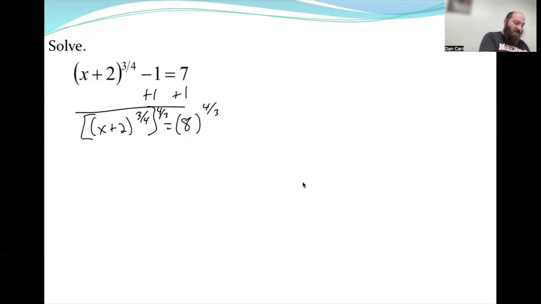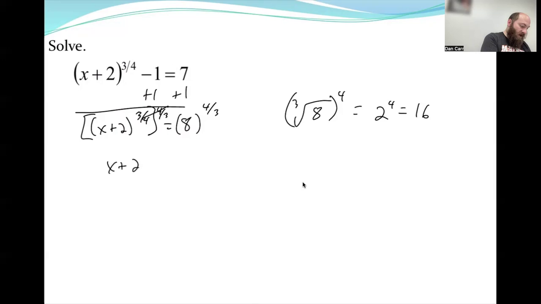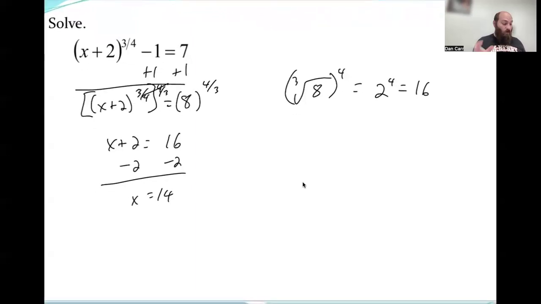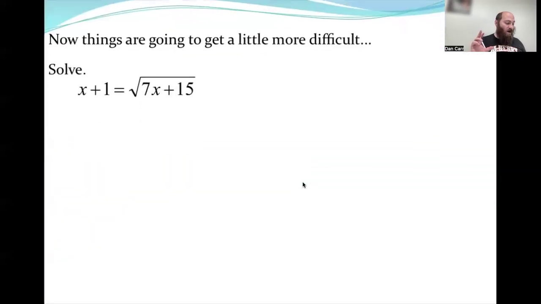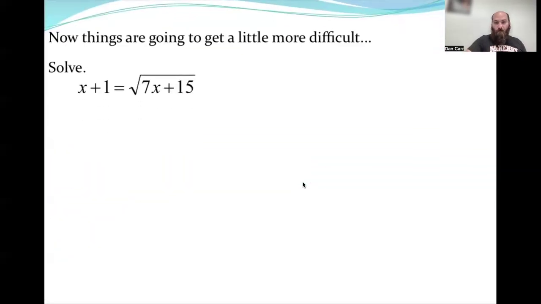I'm going to do it off to the side real quick. It's the cube root of 8, and I'm going to do that first and then raise it to the 4th power. So the cube root of 8 is 2, and then 2 raised to the 4th power is 16. That means this will actually just cancel out. So x plus 2 is equal to 16, and I simply subtract 2 from both sides. So x equals 14. And that's it. Again, we're just trying to undo a reciprocal is the idea.